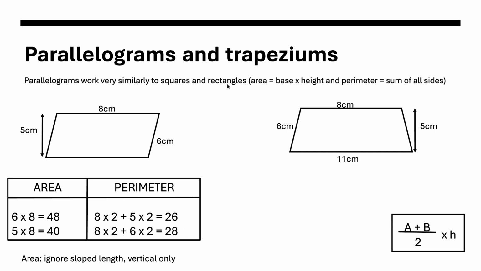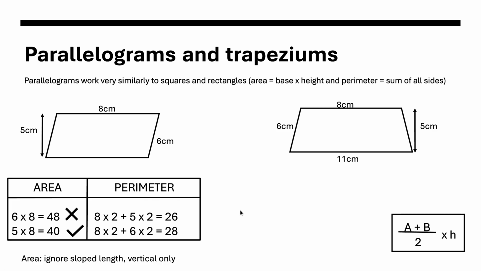Parallelograms work very similarly to squares and rectangles. However, there's a few key differences. Looking at this parallelogram on the left, what we do for the area is the perpendicular height times the top length, or the bottom. So in this case it's 5, not 6, this is the sloped length. 5 times 8 is 40. So 6 times 8, 48 is wrong. 5 times 8, 40 is correct. For area, we ignore sloped length and we look at vertical only.